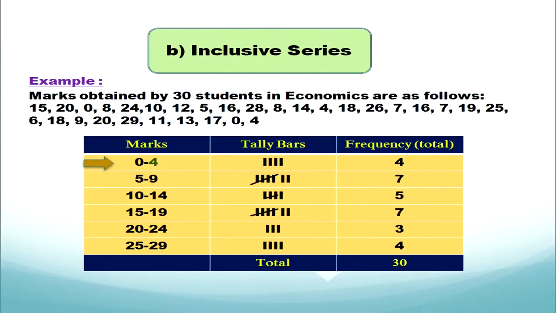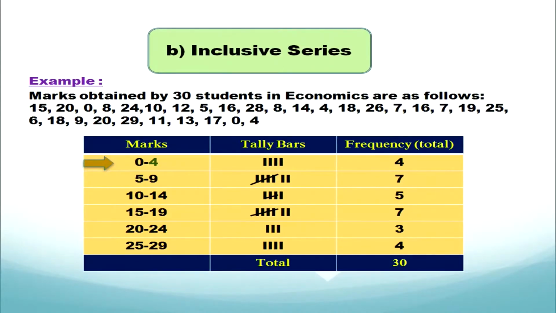For 5 to 9, again when we check, 5 will be included. So, we are going to count 5, we will move till 9, and here we get 1, 2, 3, 4, and again I put a diagonal to make it 5, 6, 7. Hence we are writing over here 7. Likewise, we are going to construct each class for the tally bars and for the frequency. In this way, we have learned how to construct the inclusive series also.